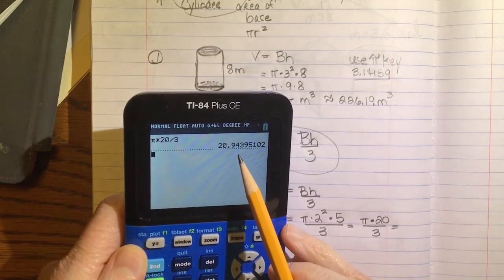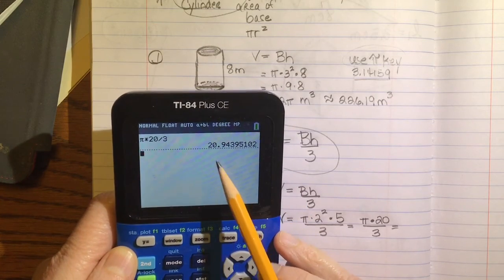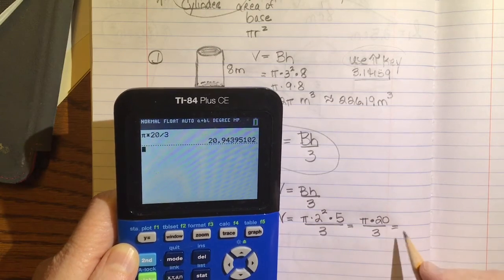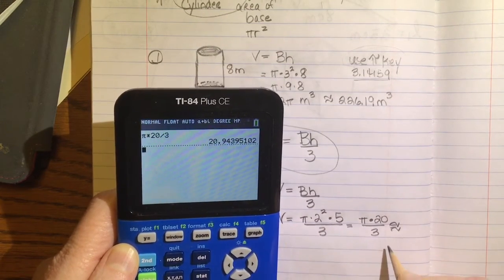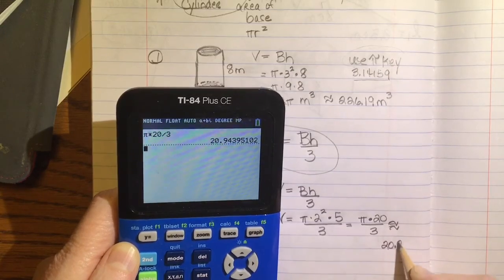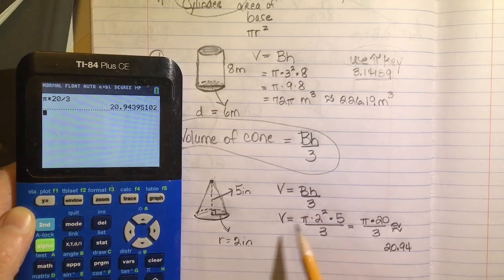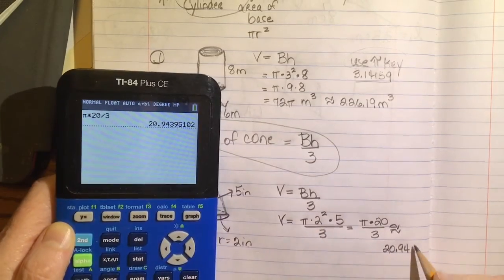And we're going to round to 2 decimal places. So we get 20.94. The 3 makes the 4 stay the same. So we get approximately 20.94. And then our units were inches times inches times inches, which is cubic inches.